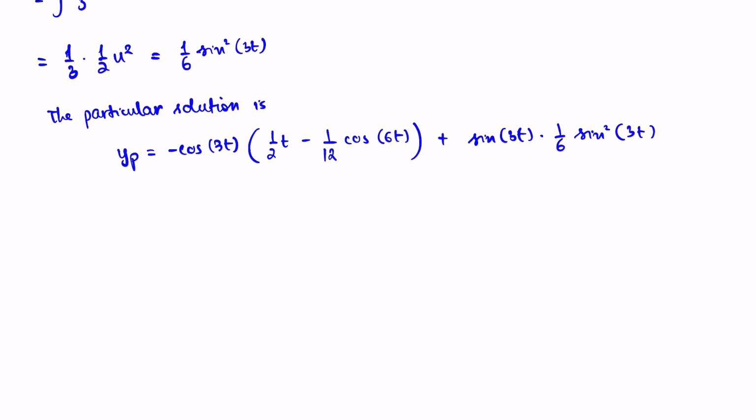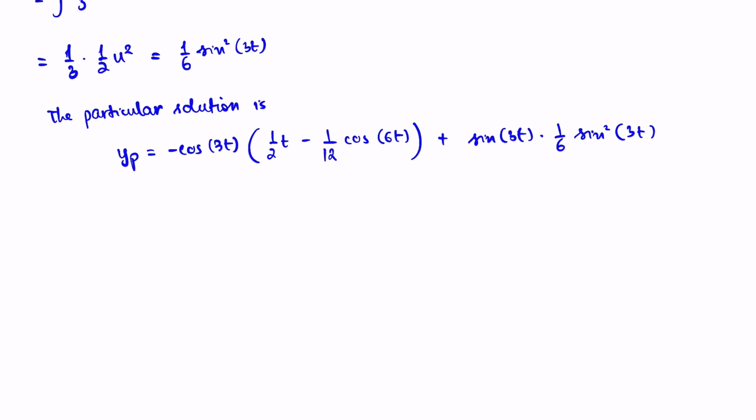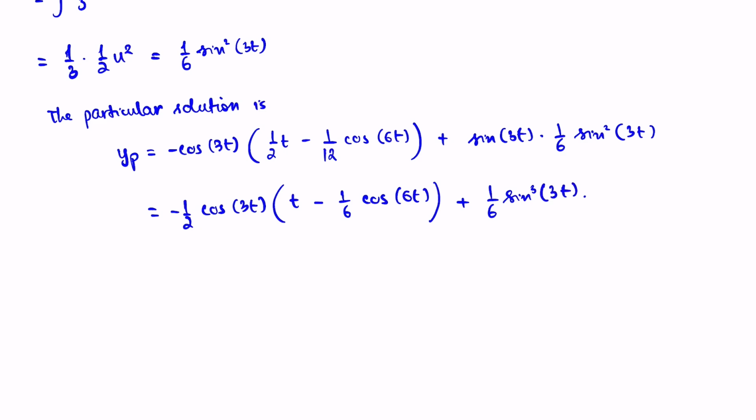Now simplify further, you can take 1/2 as the common factor here for the first term, and then combine psi of 3t and psi squared of 3t. So the particular solution becomes -1/2 times cosine of 3t times t minus 1/6 times cosine of 6t plus 1/6 times psi squared of 3t times sine cubed of 3t. And that is the particular solution of the non-homogeneous differential equation using variation of parameters.